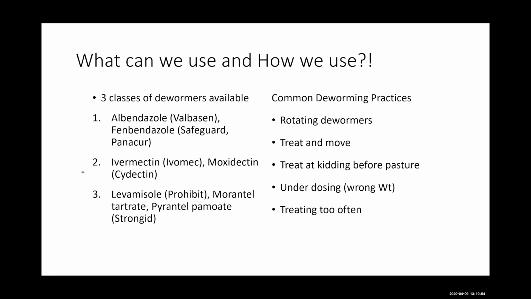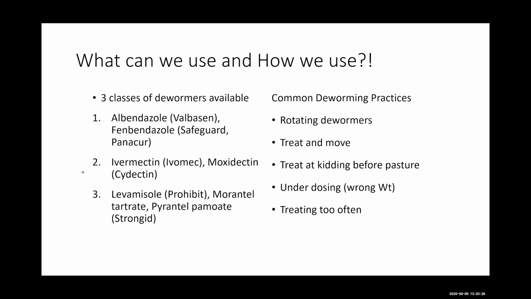And the common deworming practices that have brought this about are that we've rotated dewormers one at a time too close together. We treat the animals and immediately move them to a clean pasture, so we're reseeding the new pasture with the resistant organisms that it didn't kill. Same sort of thing as treating kids before you put them in a pasture. You treat them, move them to a new pasture, and you're dumping out the resistant worms that the kids are going to pick up.